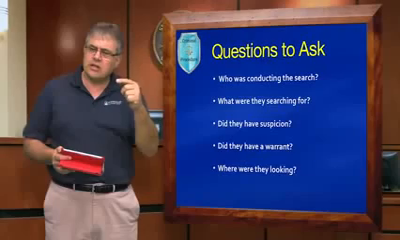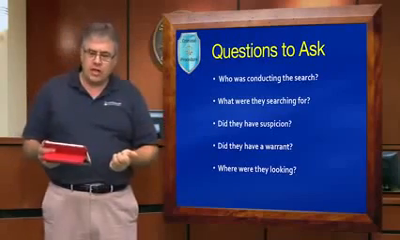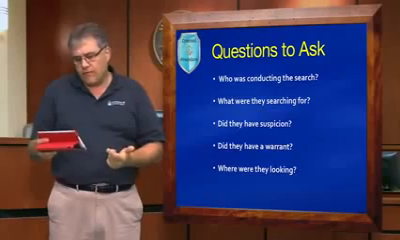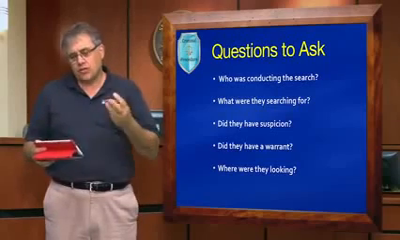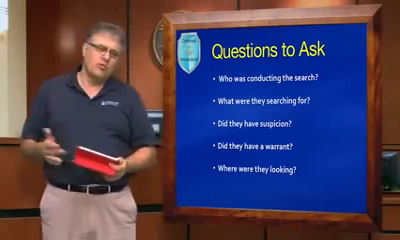So how do I sort these broad questions out in my mind? Well, I look at my list here. Who was conducting the search? What were they looking for? Did they have a suspicion? Why did they have that suspicion? Did they get a warrant? Where were they looking? So what do we mean by that?